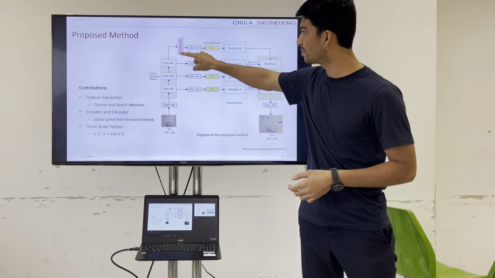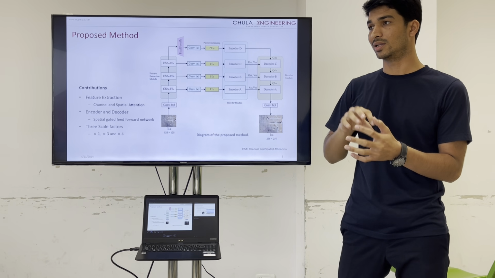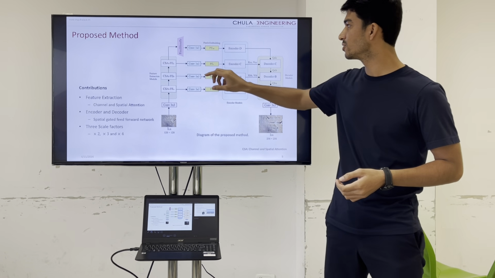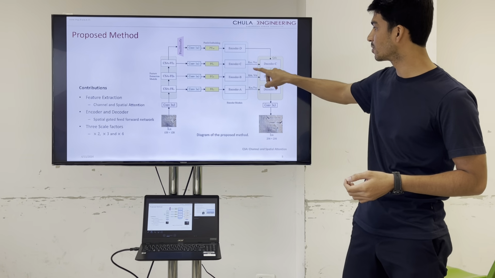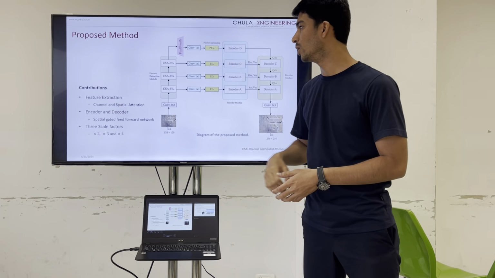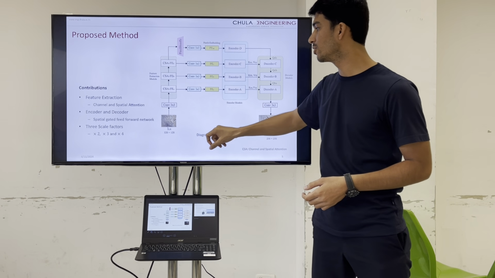And there is an upsampling layer, pixel shuffle. Upsampling means it arranges the pixels of the image from low resolution to high resolution, and then encodes it with the transformer encoder and decoder. So these are the contributions of the work: channel and spatial attention, this part, and the encoder and decoder.